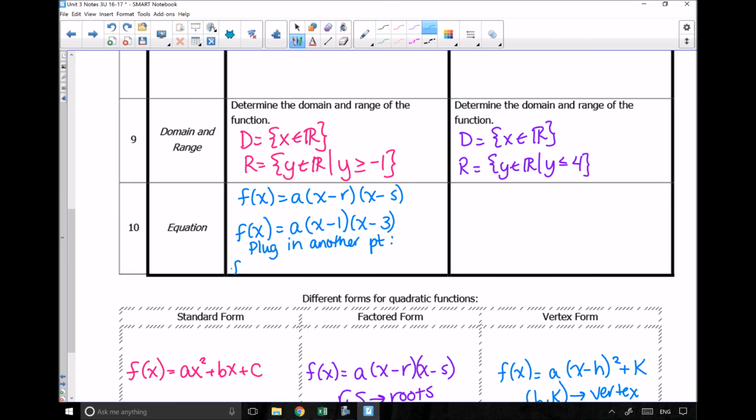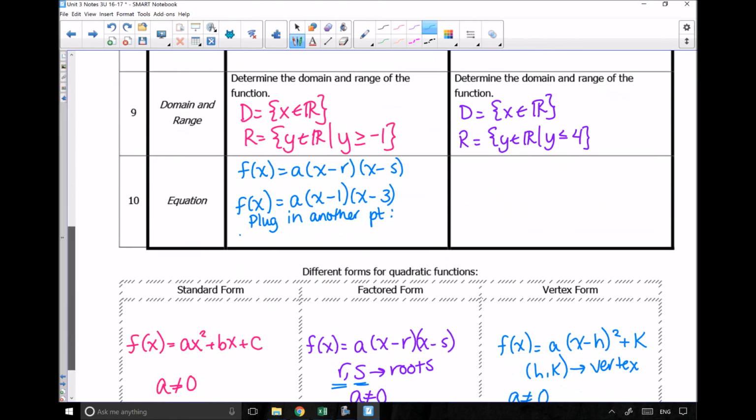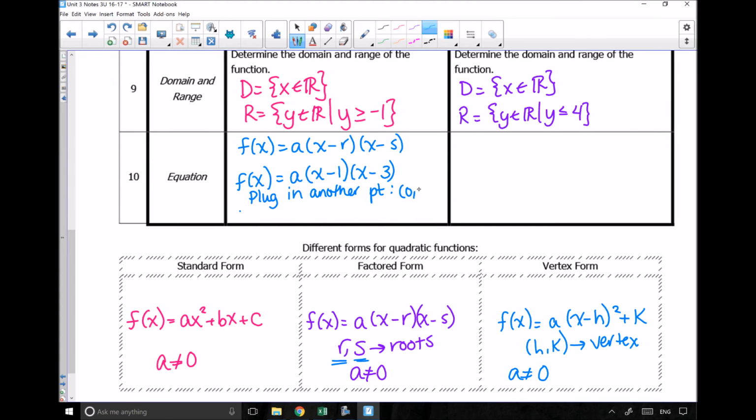So right here, how about I plug in my y-intercept, because this is another point that's not my root, okay? So I'm going to plug in 0, 3. You can plug in any point you want, again, as long as it's not a root. So instead of x, I'm going to plug in 0, and instead of y, I'm going to plug in 3.